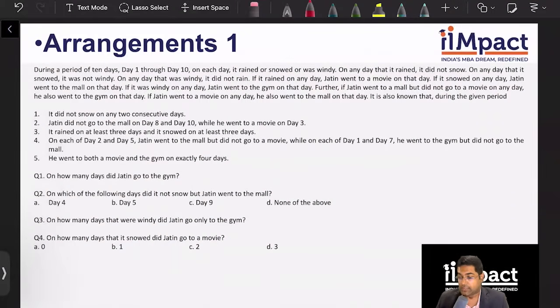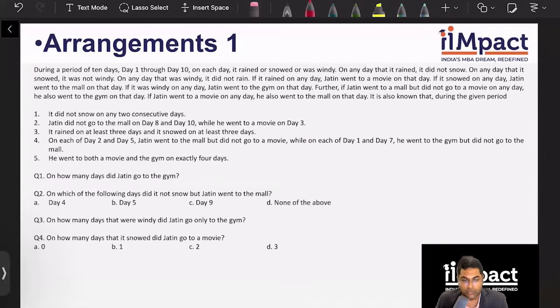Okay. Let's look at set number 3. During a period of 10 days, day 1 through day 10, each day it rained or snowed or was windy. And I've been given some conditions that rain, snow, and windy are non-overlapping. And on any day, if it rained, Jatin went to a movie on that day. So I've been given some conditions on how this person Jatin behaved, basis how the weather was. And then we have been given a few clues, right?